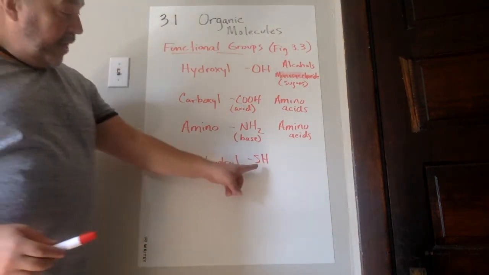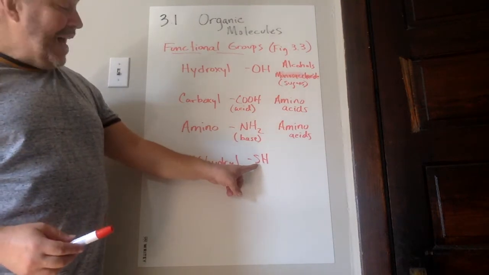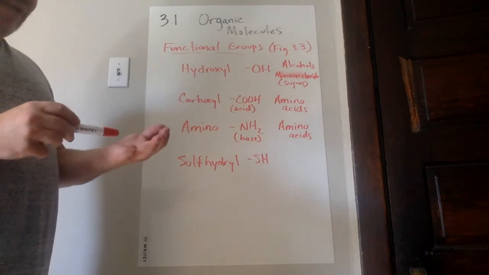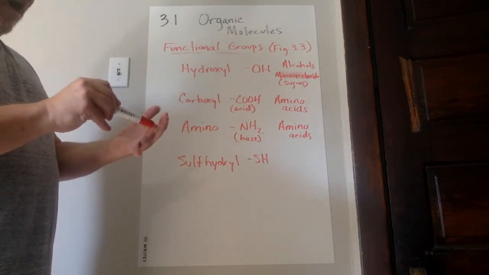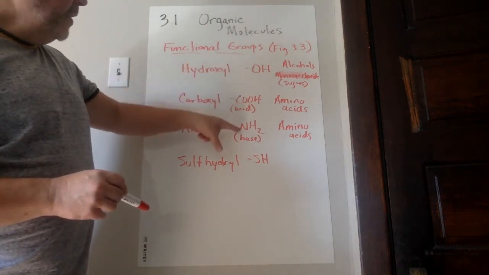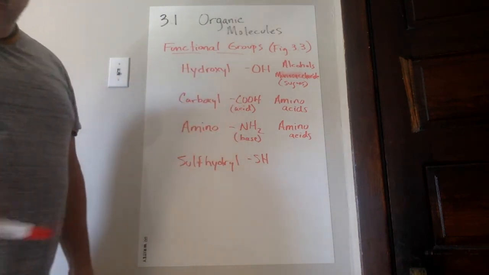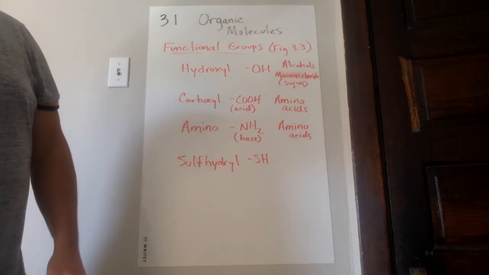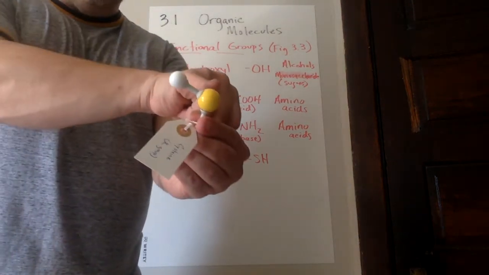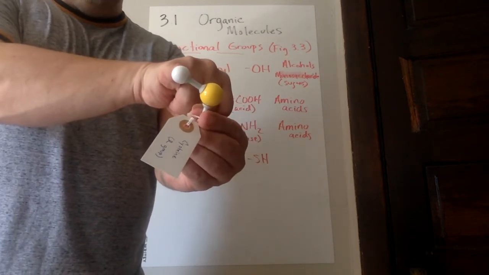So remember, here we're talking about one of those highly electronegative elements. This is why I told you to know the highly electronegative elements: nitrogen, oxygen, sulfur, and phosphate. You can see all of these so far contain these highly electronegative elements. A sulfhydryl group is going to be one sulfur, in this case the yellow, attached to a hydrogen.